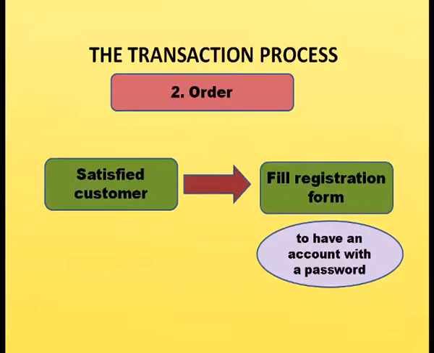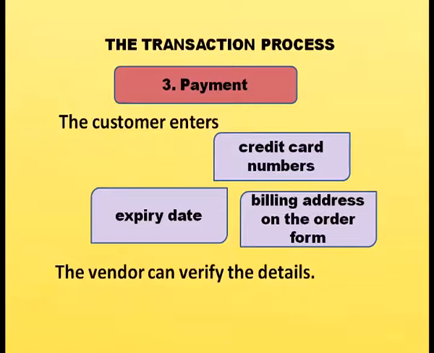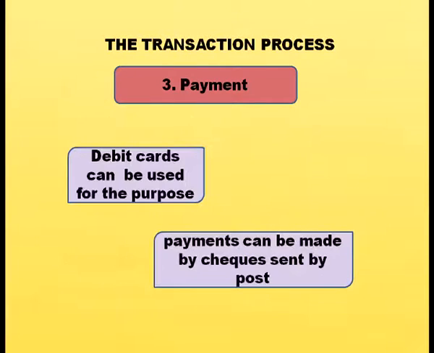If the customer is satisfied, he will fill a registration form to have an account with a password. The customer enters credit card numbers, expiry date, and billing address on the order form, and the vendor can verify these details before delivering the goods. In certain cases, debit cards can also be used for the purpose of payment. Payments can be made by checks also, sent by post.